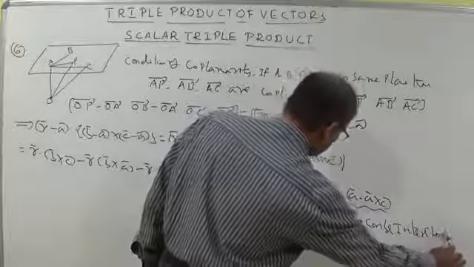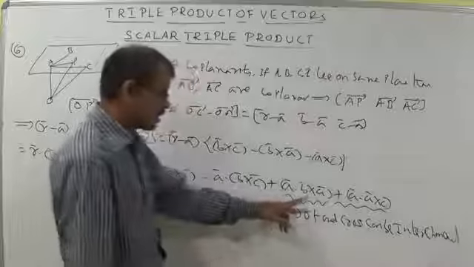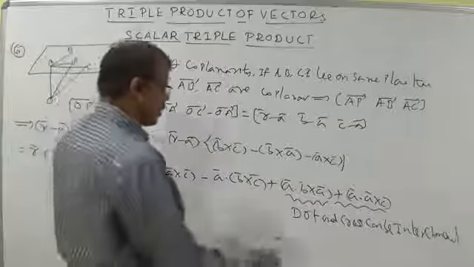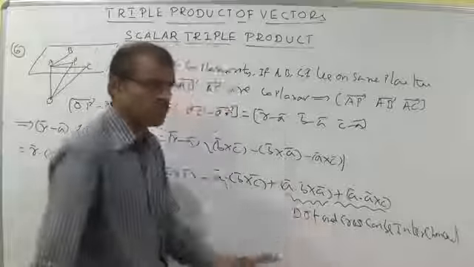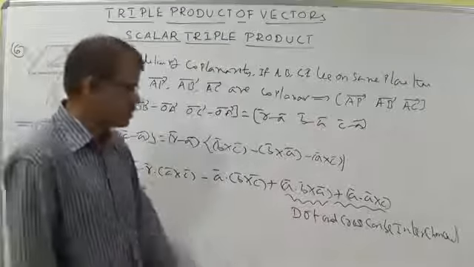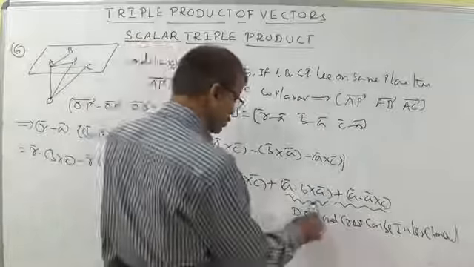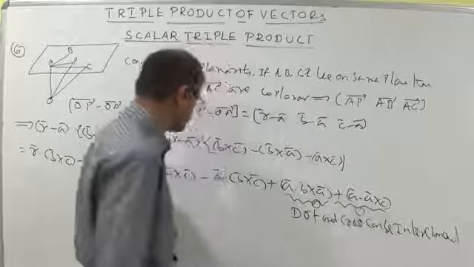Whenever dot and cross are interchanged, you can write a dot b cross a as a cross a dot b. Then whenever two letters are in the box, the value is always 0. So this is 0, this is 0.